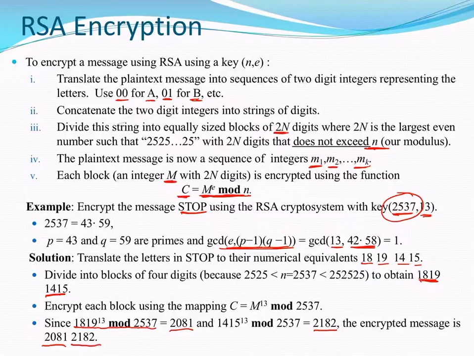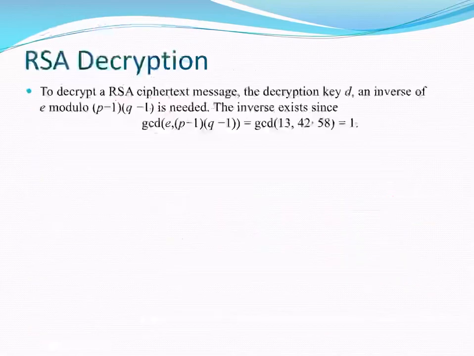How do we decrypt? Well, the key is we need a private key to decrypt, and where we get that private key is, calling it d, it's the inverse of e modulo p minus 1 times q minus 1. Remember, we carefully selected e so that it was relatively prime to p minus 1 times q minus 1. That's because we will need the inverse of it to decrypt.